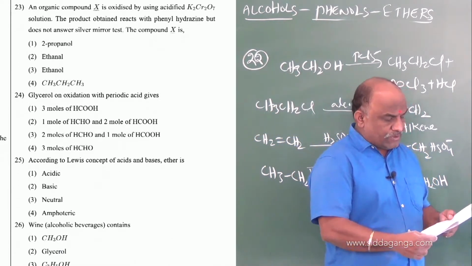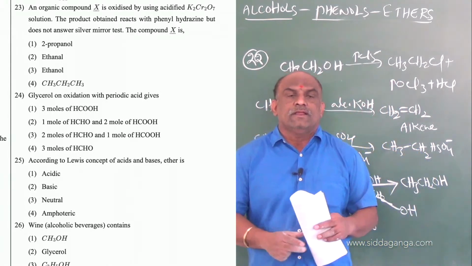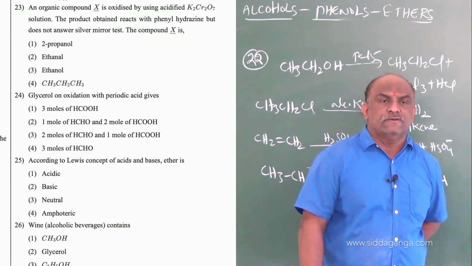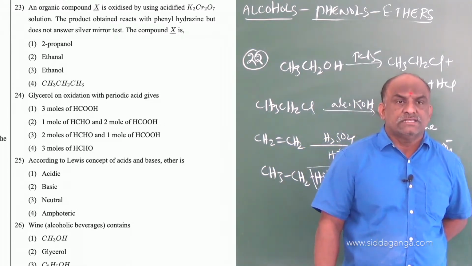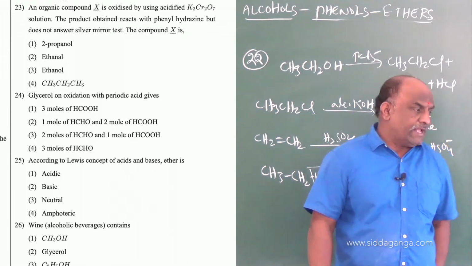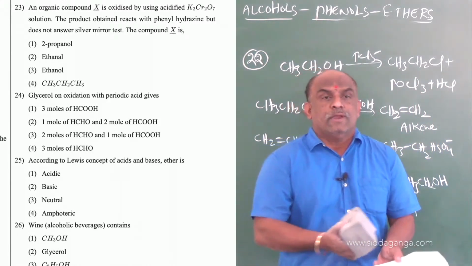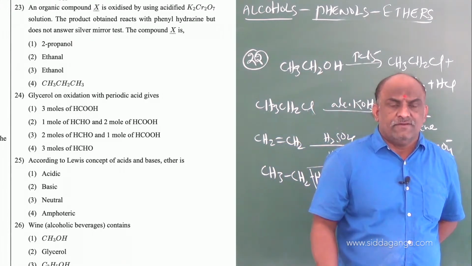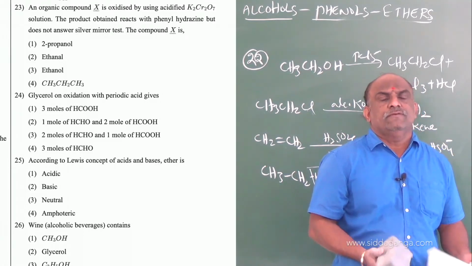Going to question number 23: an organic compound X is oxidized by using acidified K2Cr2O7 solution. The product obtained reacts with phenyl hydrazine but does not give the silver mirror test. The compound X is? So this question is related to alcohols, followed by carbonyl compounds, because the phenyl hydrazine and silver mirror tests are observed with carbonyl compounds. We will discuss carbonyl compounds.